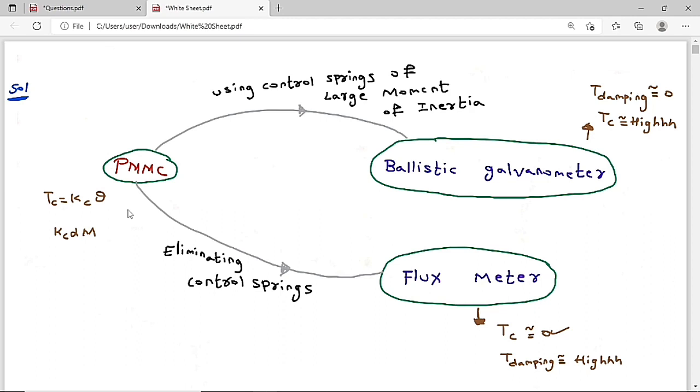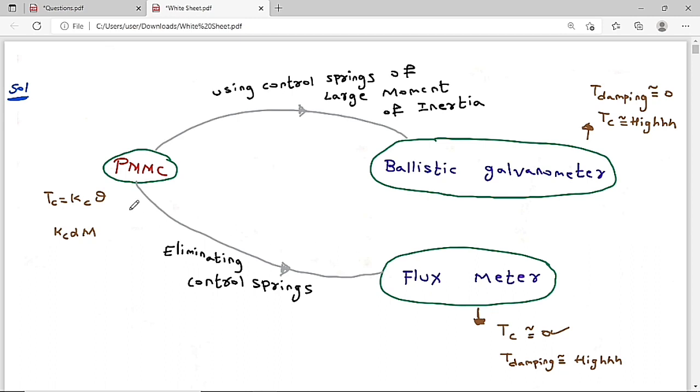Finally, in the case of the ballistic galvanometer, I need a huge controlling torque, which we can achieve only by replacing the controlling springs with ones of large inertia. So a PMMC instrument can be used as a ballistic galvanometer by using control springs of a large amount of inertia. Whereas in the flux meter, I want the controlling torque to be nearly equal to zero, so I can eliminate the controlling springs and get Tc nearly equal to zero.